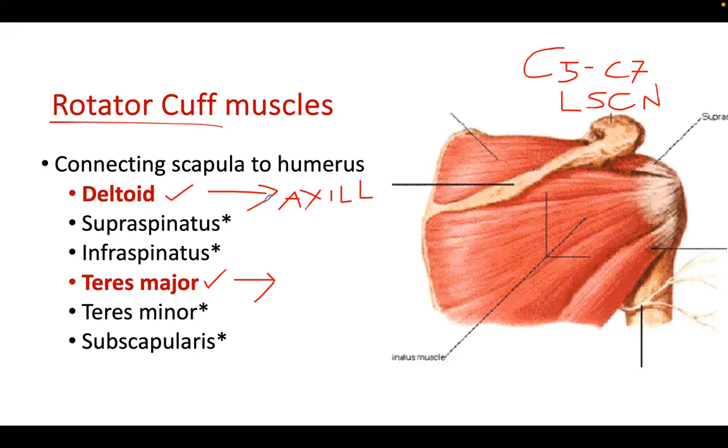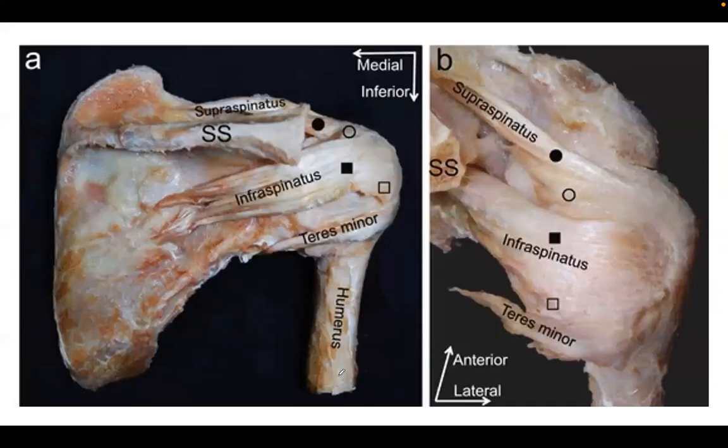So what takes part in the rotator cuff? What's the mnemonic for the rotator cuff muscles? S, I, T, S. What teres muscle takes part in the rotator cuff? It's the minor. Very good. Now, be sure you know how to identify the landmark, which is the spine of the scapula. Above that is the supraspinatus. Below it is the infraspinatus. And below the infraspinatus, we have the teres minor.